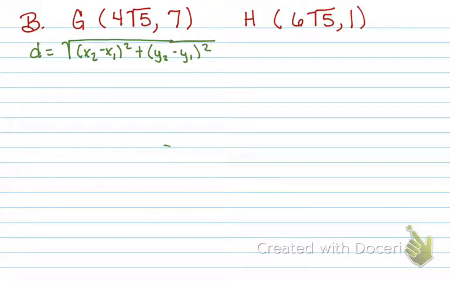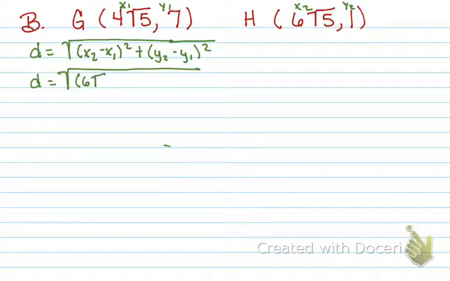Now we're going to go ahead and plug it in. So d is equal to, the square root symbol stays, and we're going to plug in what we know. I'm going to label this x1, y1, x2, y2. We take the second x, 6 square roots of 5, minus the first one, 4 square roots of 5, squared, plus the second y minus the first y, squared.